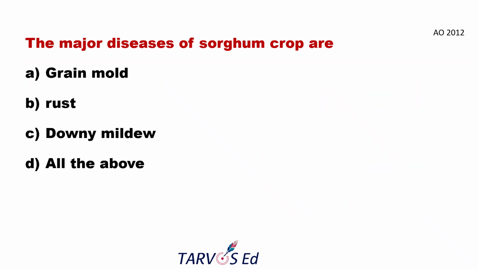Right. Next, the major diseases of sorghum crop are... Here itself you can guess. They have asked in plural form: diseases are. So these are all important diseases affecting sorghum: grain mold, rust, and downy mildew. So the answer will be all of the above.